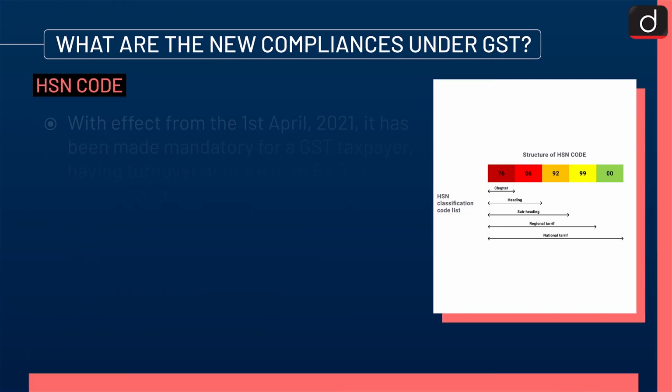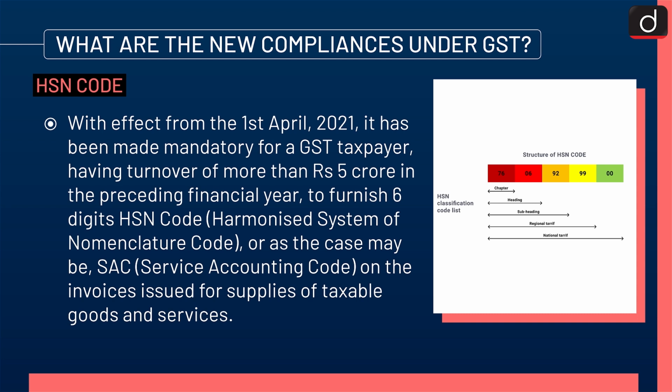And HSN code. With effect from 1st April 2021, it has been made mandatory for a GST taxpayer having turnover of more than Rs. 5 crore in the preceding financial year to furnish 6 digits HSN code, that is Harmonized System of Nomenclature Code, or as the case may be, SAC, that is Service Accounting Code, on the invoices issued for supplies of taxable goods and services.